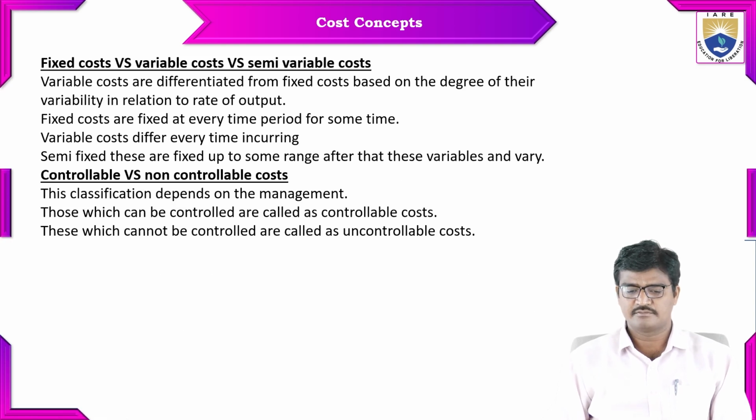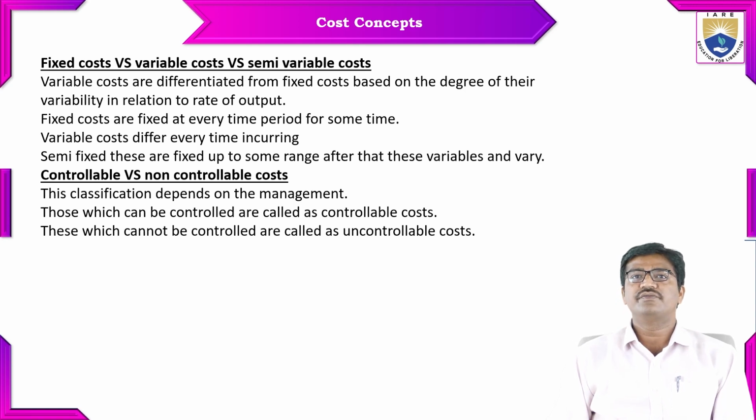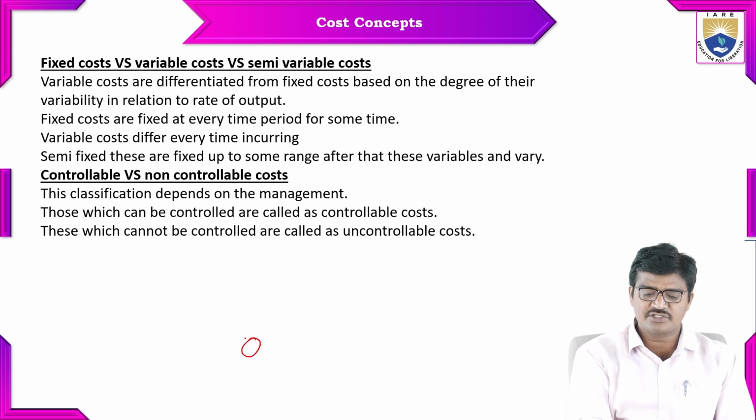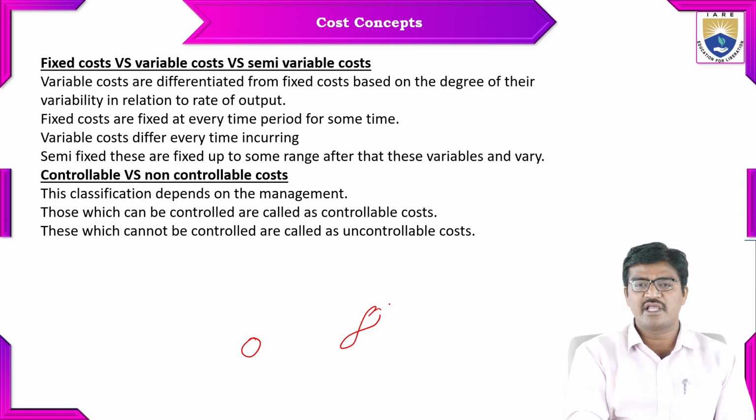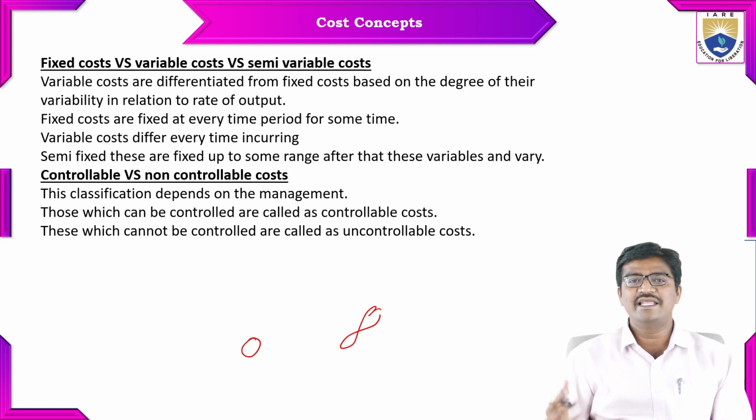And next one, fixed costs, variable costs and semi-variable costs. Fixed costs are those costs which remain fixed at all levels of production. Whether you have manufactured 0 units or infinite units, you have to incur the same amount of cost. That is called fixed cost. And some of the costs increase or decrease along with the scale of production. Those are called variable costs.